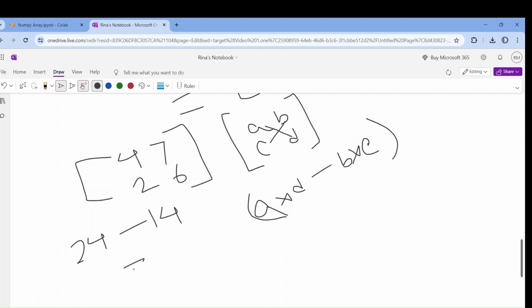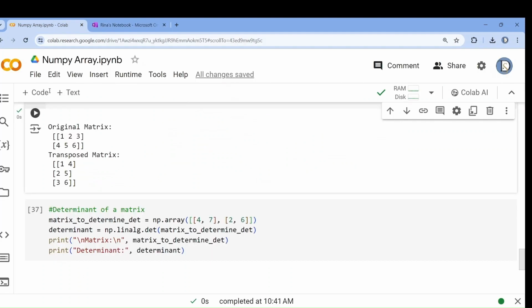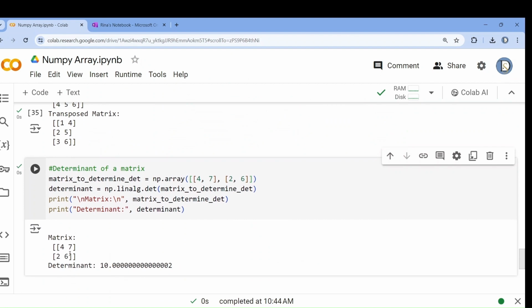So what is the value? The value is 10. You get how to get the value of the determinant of a matrix? So the value will be 10. Let me show you. Fine.